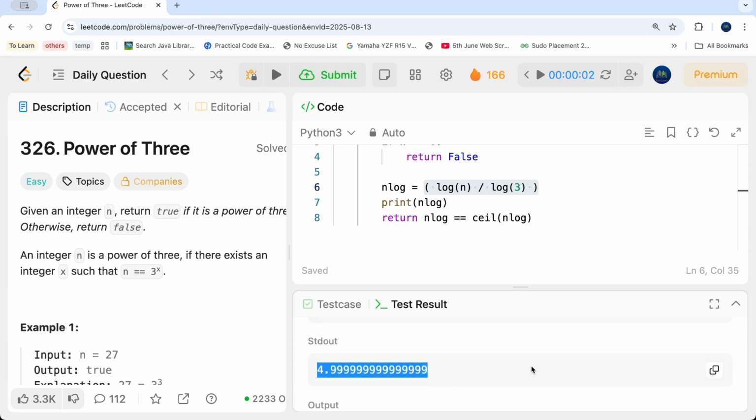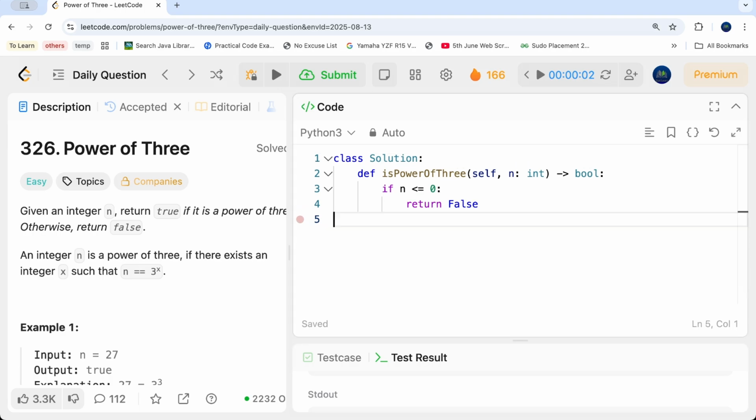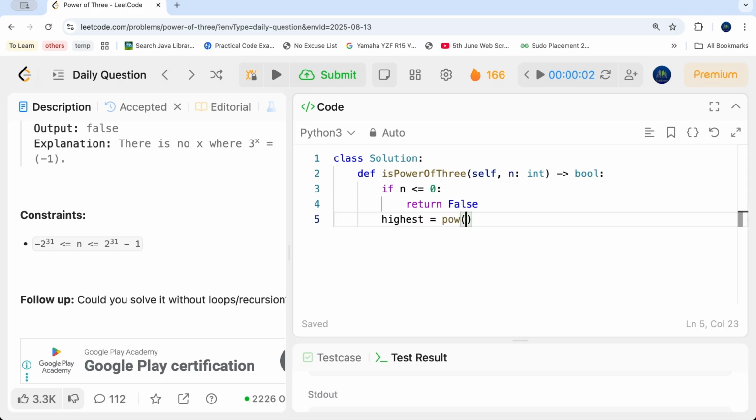How can you solve this? Instead of following this method of log, let's try to understand the input. The size of the input is 2 to the power 31 minus 1, so that's the highest value of n I can get. So the highest number in our input will be 2 to the power 31.